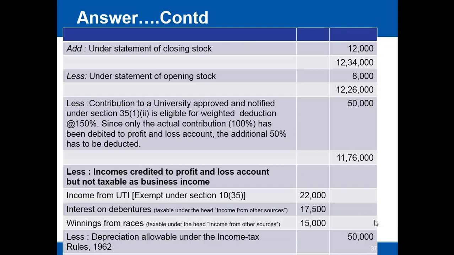Less the depreciation which is allowable under the Income Tax Rules, 1962, is rupees 50,000, and this is from the question itself, where it has been written that 50,000 is the depreciation which is allowable under the income tax. So we will reduce that now, since we have added earlier the depreciation which is debited to profit loss account, which was not as per the income tax rules. So now we will be reducing what is eligible.